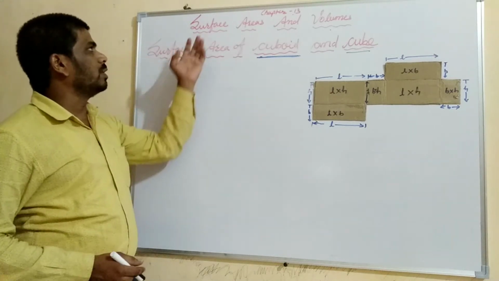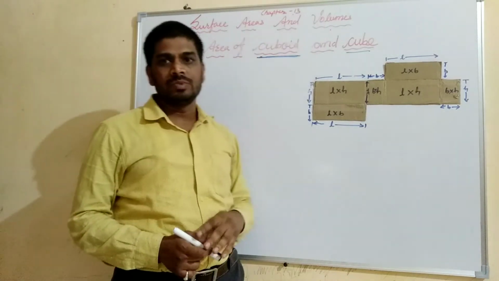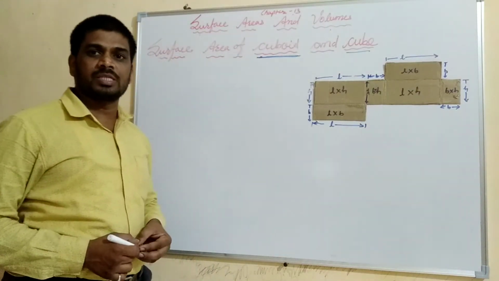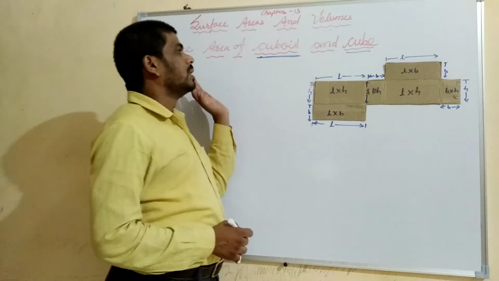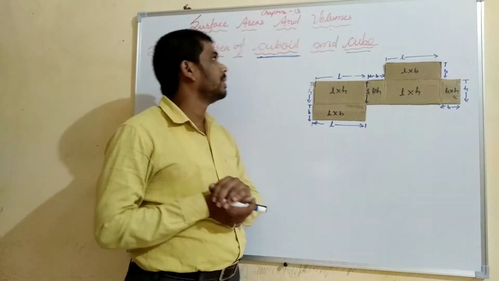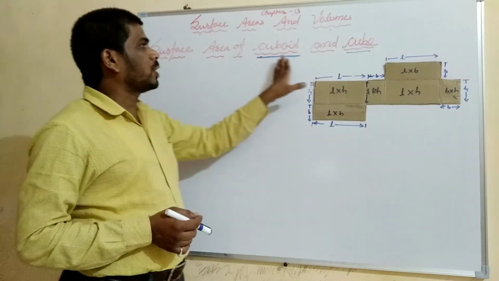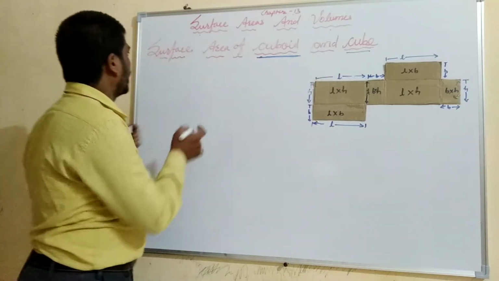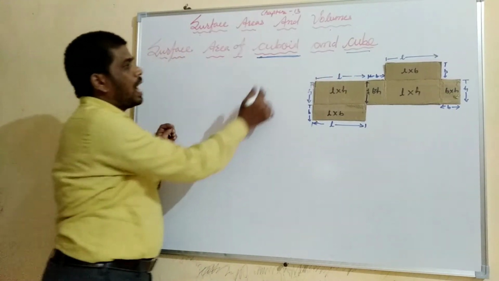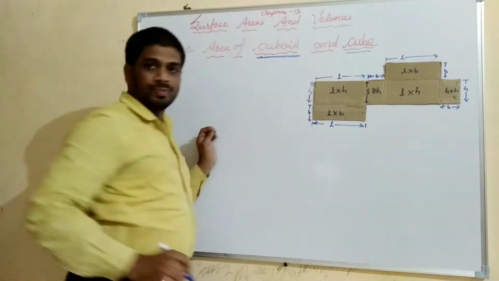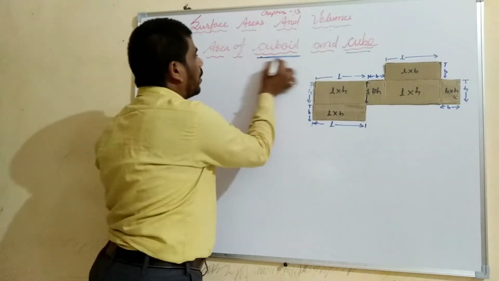Let us begin the new chapter, surface area and volumes. If you are talking about the surface area and volume, it means we will discuss 3D shapes. Now, surface area of a cuboid and cube. First we will learn about the surface area of cuboid and cube. Let us talk about the cuboid first.